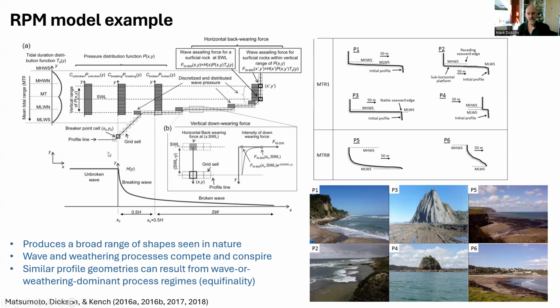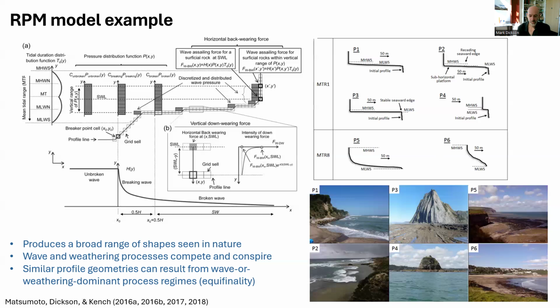It very much follows the conceptual framing of Sunamura, in which erosion occurs when the assailing force of waves exceeds the resistance of rocks. One thing I particularly like about this model is that it produces a broad range of profile shapes that we see out in the field environment. I like also that within this model, wave and weathering processes both compete and conspire. Weathering processes reduce the resistance of the rocks through time. The rocks are then eroded away by waves.